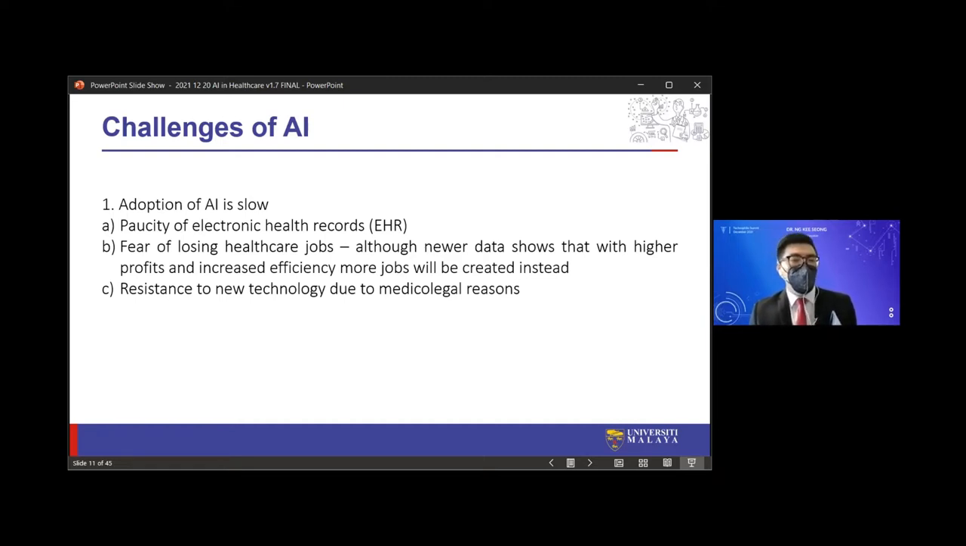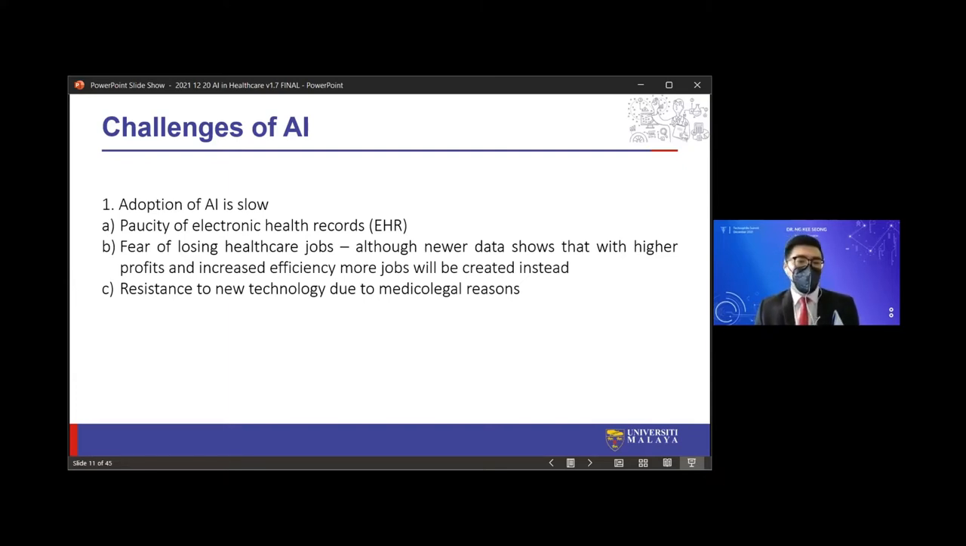And there's also this fear of potentially losing healthcare jobs, but this is not really supported by the data because, especially with the pandemic, we've shown that wider adoption of AI in healthcare in fact produces much better profits and increases efficiency, whereby more new jobs will be created and have been created because of the pandemic.